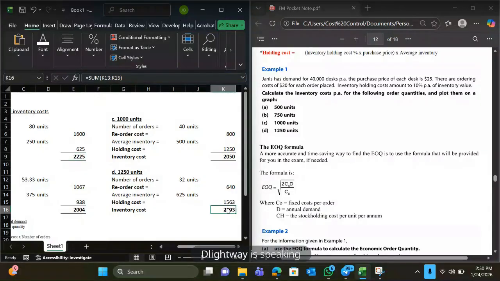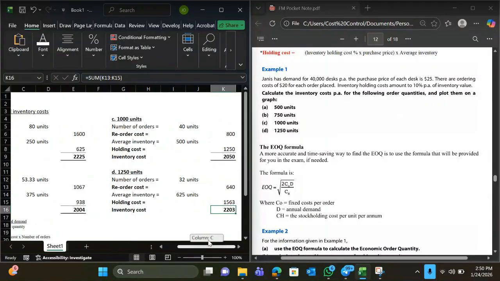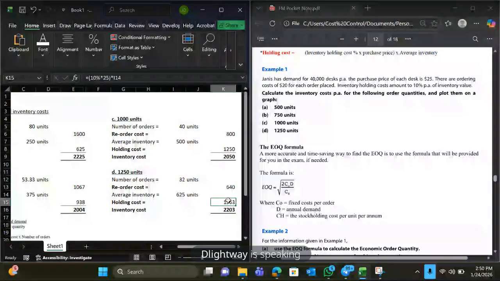It's not really correct. Okay, I'm talking about the holding cost. Sorry to say the holding cost. So the more you order, the more you have to spend on storing those goods. That was what I was trying to explain. The holding cost. So the more the order, the higher the holding costs.